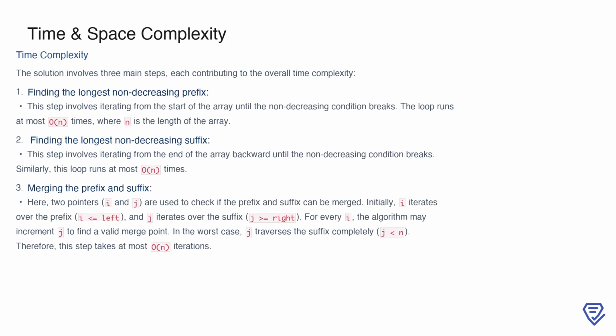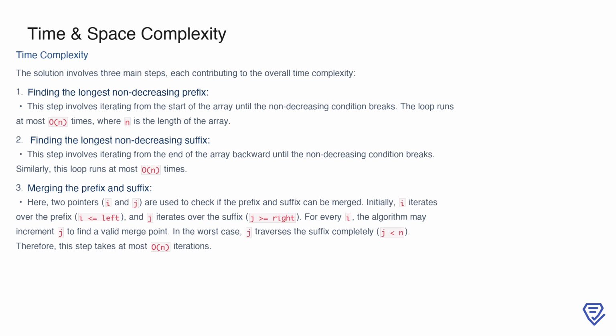In analyzing the time complexity of this solution, we can break it down into 3 main steps. The first step is finding the longest non-decreasing prefix of the array. Here, we iterate from the start of the array until the condition of being non-decreasing breaks. Since this involves a single pass through the array, it requires at most n time, where n is the length of the array. Next, we focus on finding the longest non-decreasing suffix, which operates similarly but starts from the end of the array and iterates backward. This also takes at most n time.